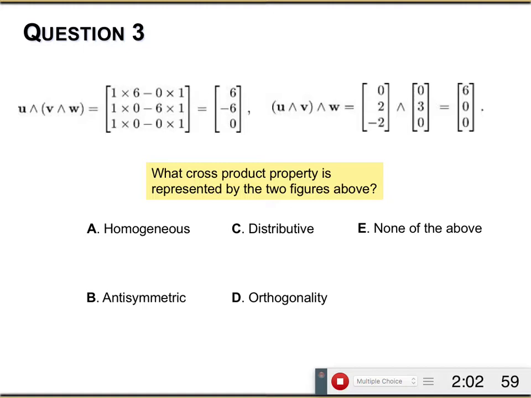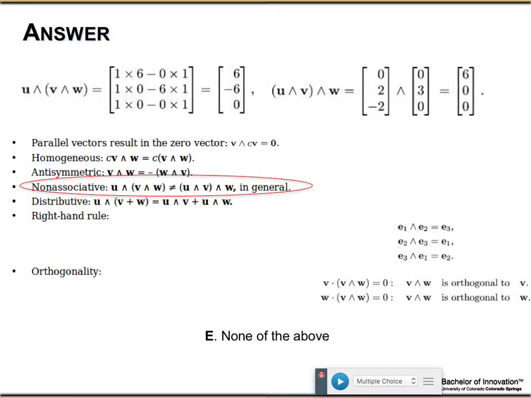Okay, so Zach Fish, what is this property called? You went with B, antisymmetric. No. So it's non-associative is the name of the property. The correct answer was E.